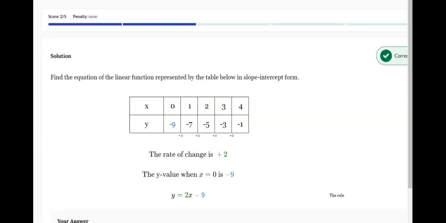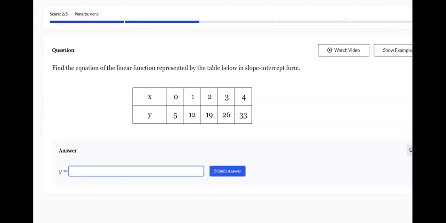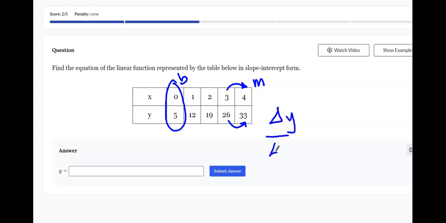One last time. Look in the table for the y-intercept. Look at the patterns to find your m. So that's your b, this is your m. Don't forget the y value goes in the numerator. So if this goes up 7, and this goes up 1, then your slope is 7. If 0 is paired with 5, then your y-intercept is 5.